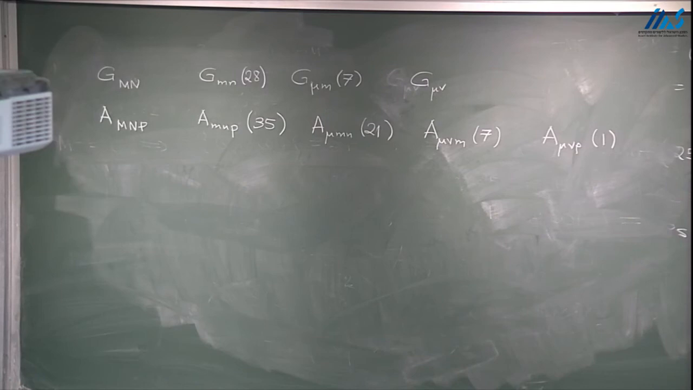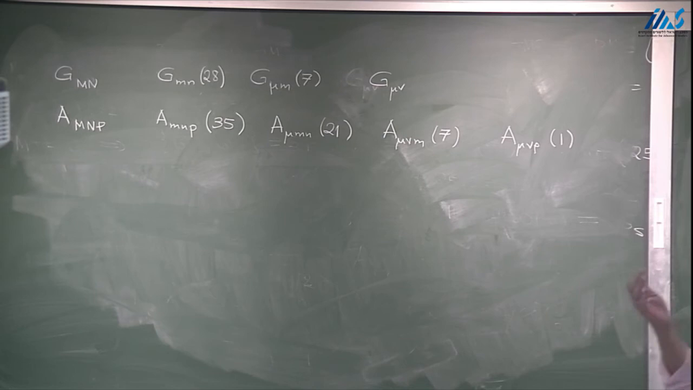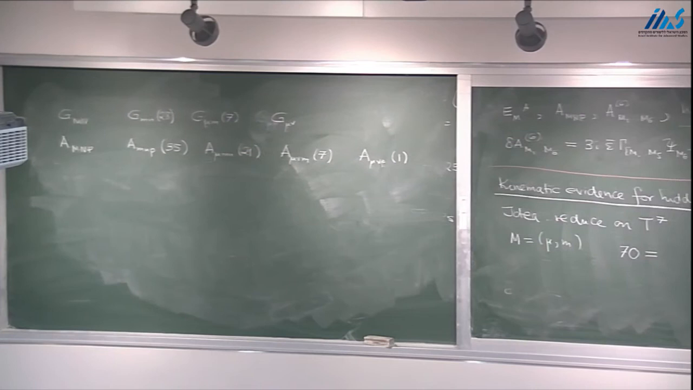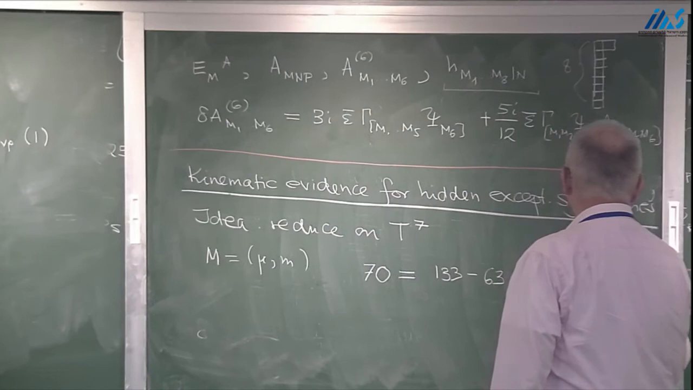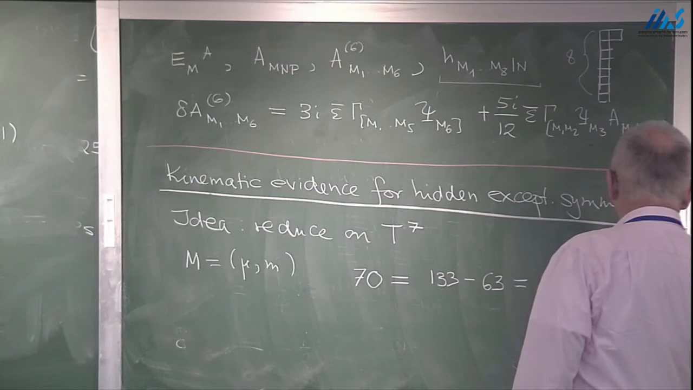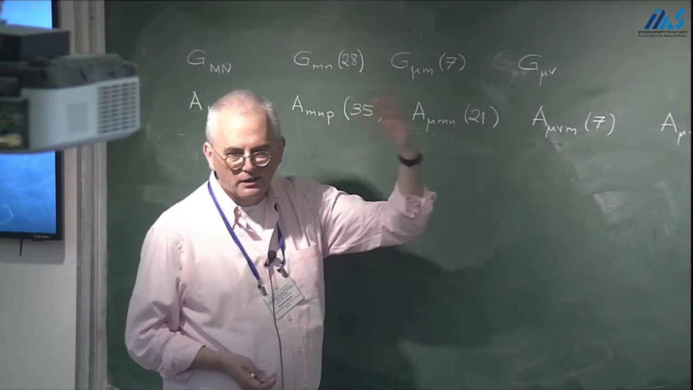and I think Bernard Julia somehow had the Cartan oeuvre complète under his pillow. At the time, he was the only one who seemed to know this. It's 133 minus 63. And this is just the dimension of the coset E7 over SU(8). So that was when they first got the idea that there's a hidden E7. But of course, what you had to do was dualize this in the Lagrangian, and then you get a horribly complicated expression.